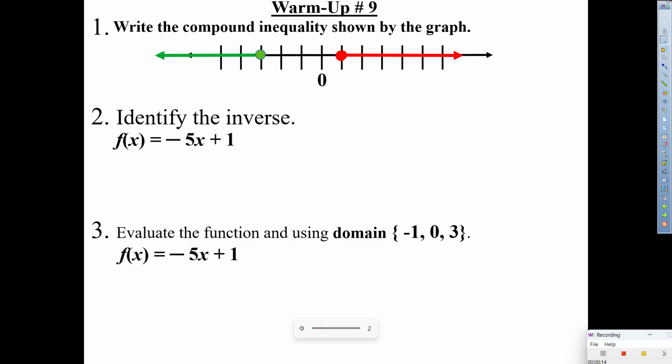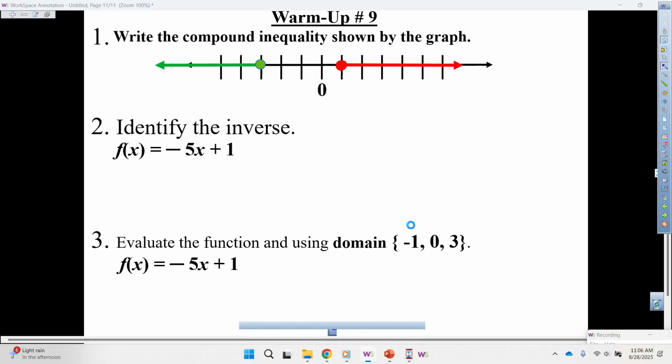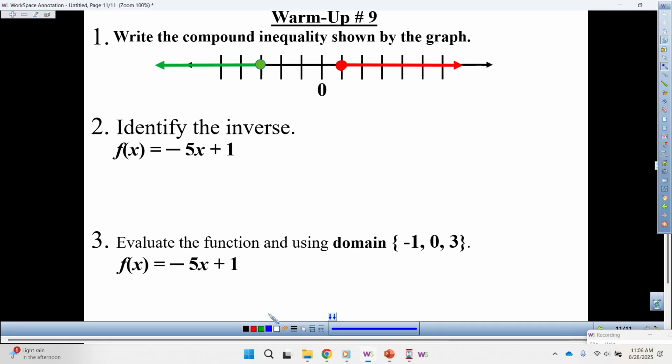All right, let's do this. Let's get the show on the road. Let's see. Let's go with our inequality, the green one. What did you get for your green inequality, Julian? x is less than or equal to -3. Hands if you got that. That is correct. Pass someone.